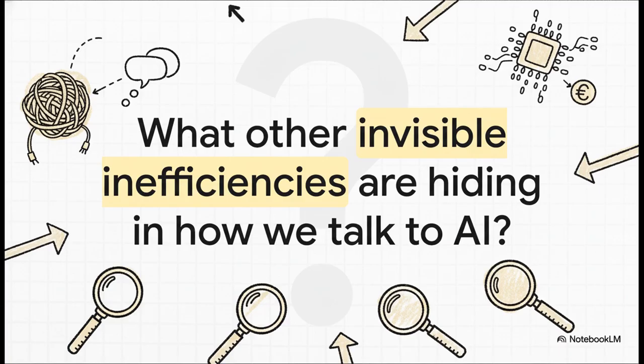So the big takeaway here is that the tiniest details in how we format our data can have this outsized impact on cost and performance. It really makes you want to take a closer look at your own prompts and your API calls, right? It makes you wonder, what other invisible inefficiencies are just hiding in plain sight in the way we talk to our AIs? What other assumptions are we making that are secretly costing us?